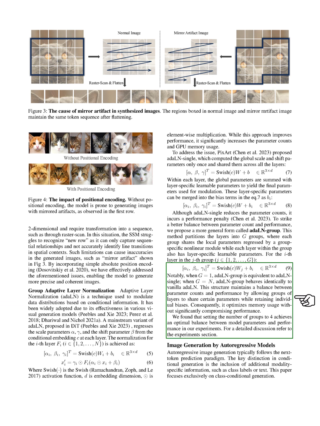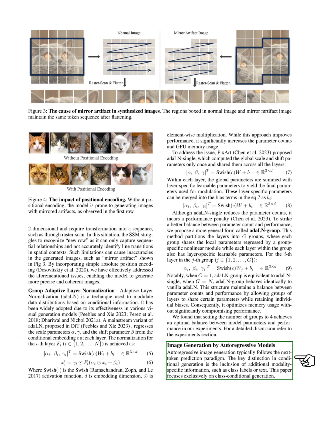Section: Image generation by autoregressive models. In this section, we discuss image generation using autoregressive models, which typically follow a next token prediction approach. A key difference in conditional generation is the use of extra information, like class labels or text. Our focus is solely on class conditional generation.